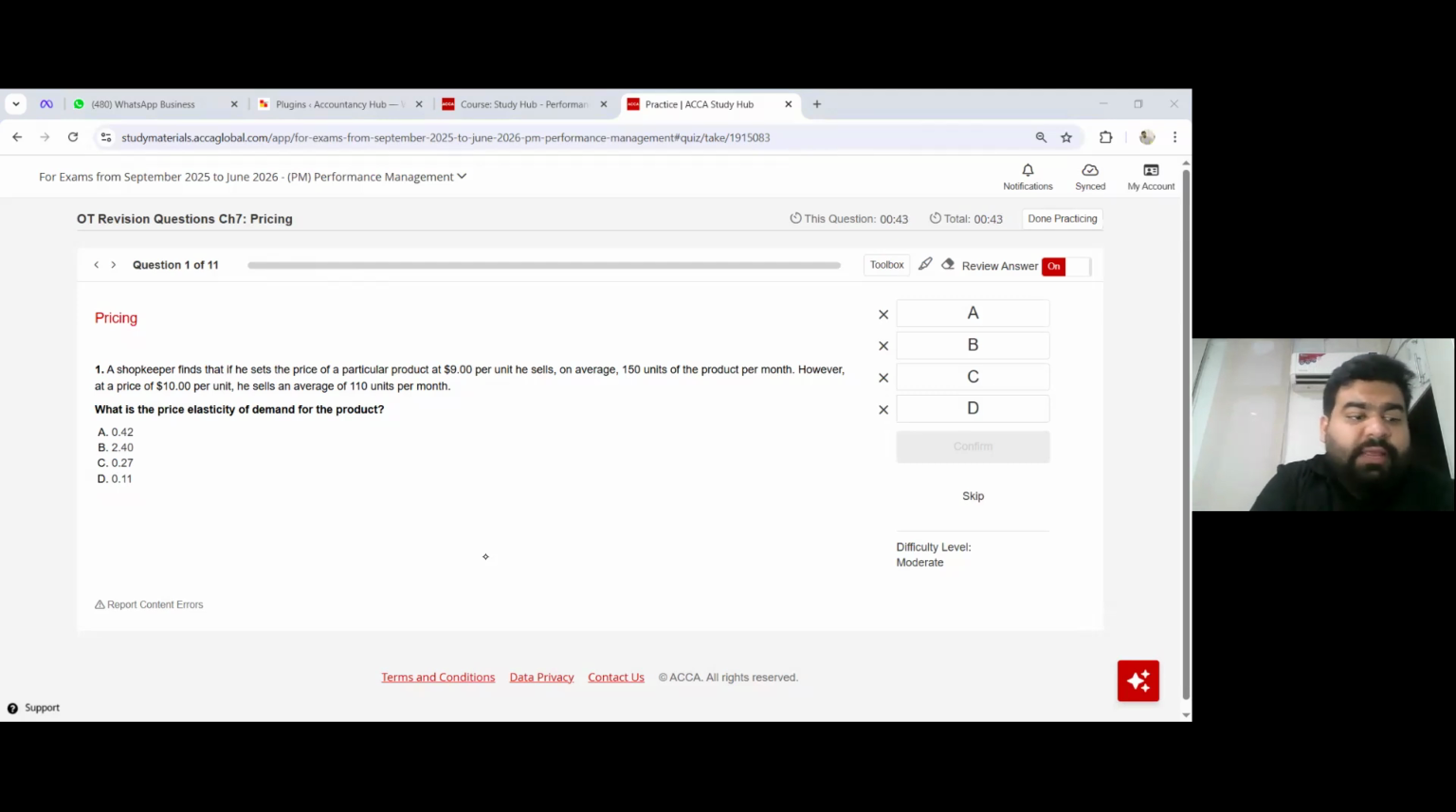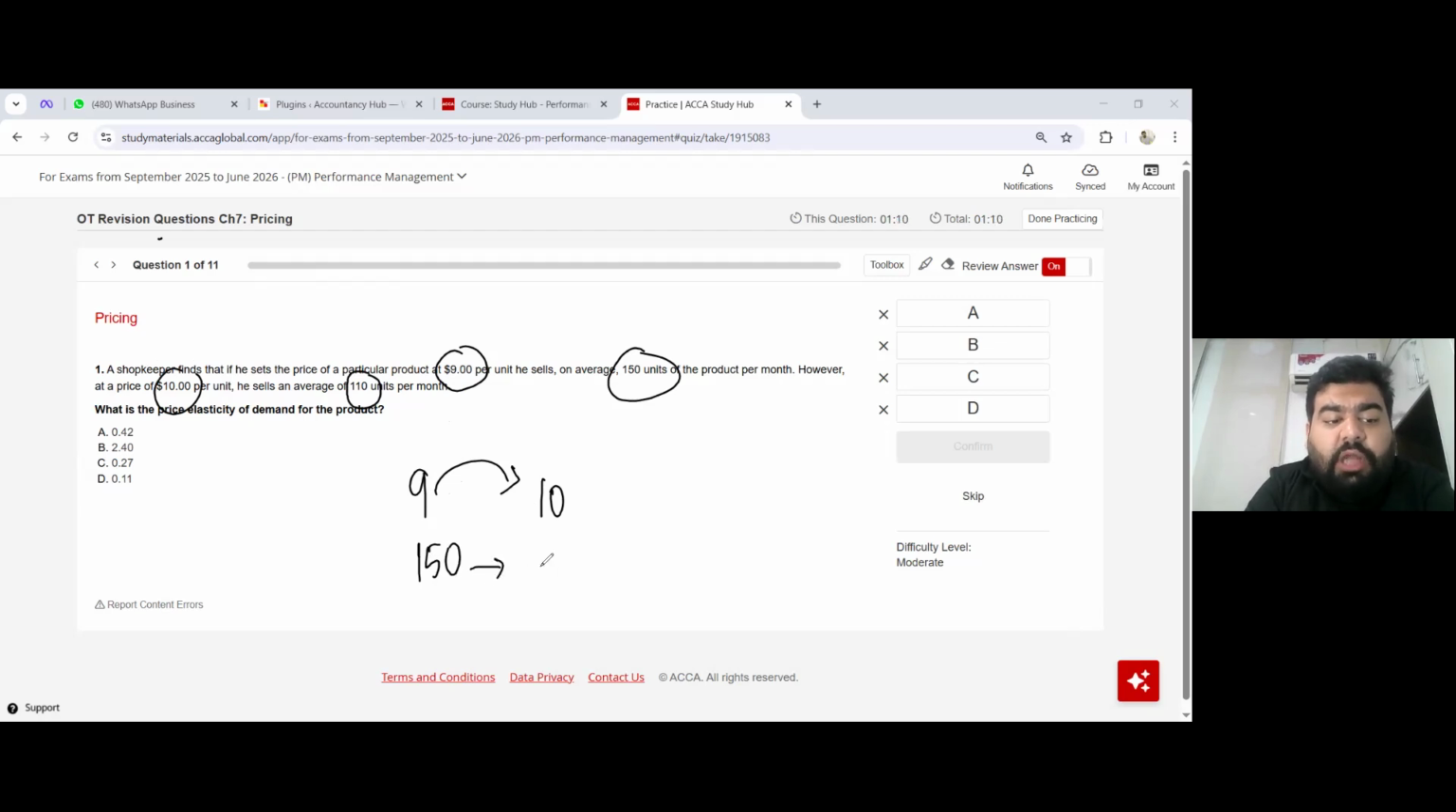Actually he's saying that if he sets the price at 9, he will be able to sell 150 units. Focus on that. However, at the price of 10, he will sell 110 units. It means when he is increasing the price from 9 to 10, at 9 he is able to sell 150 units, now he is able to sell 110 units. Obviously, increasing the price will decrease the demand, will decrease the quantity.